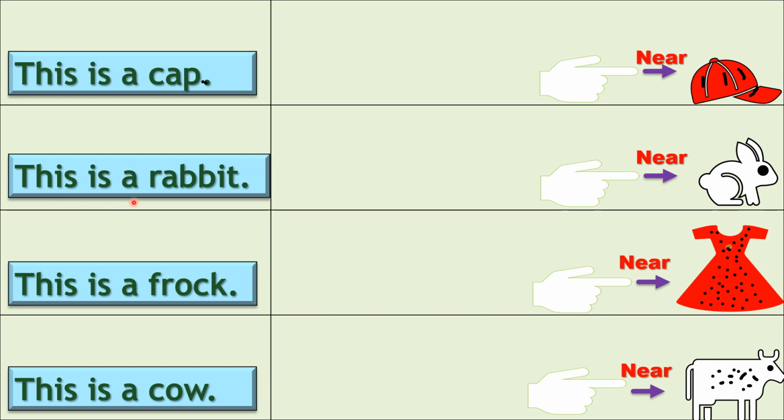Frog is near. We will use this. This is a frog. Cow is near. We will use this. This is a cow.